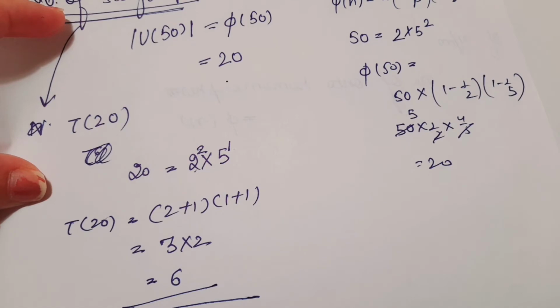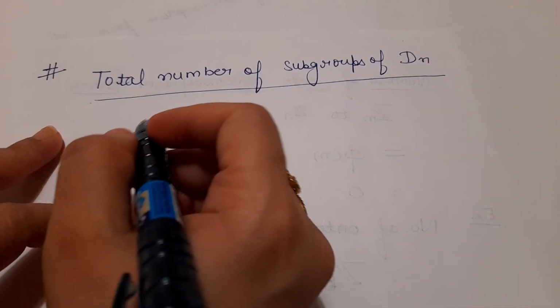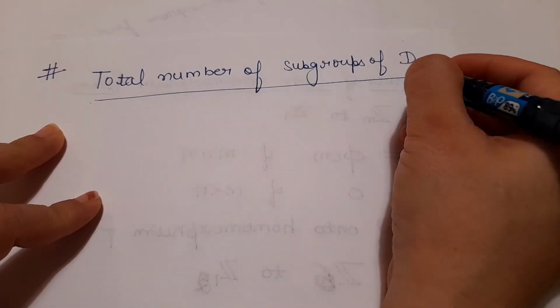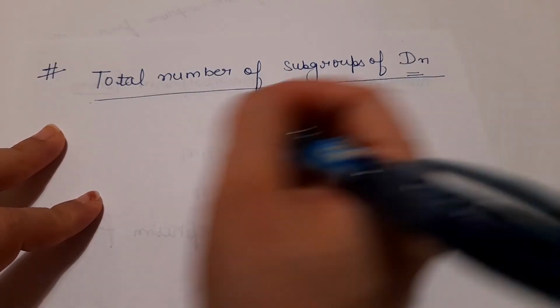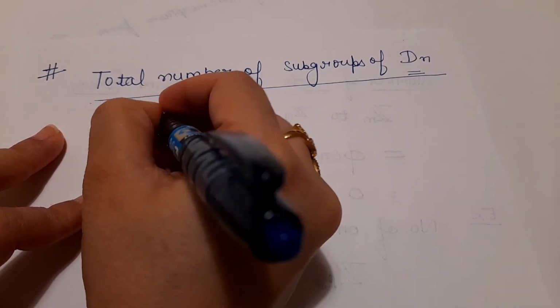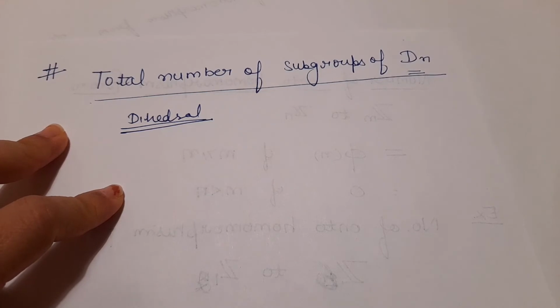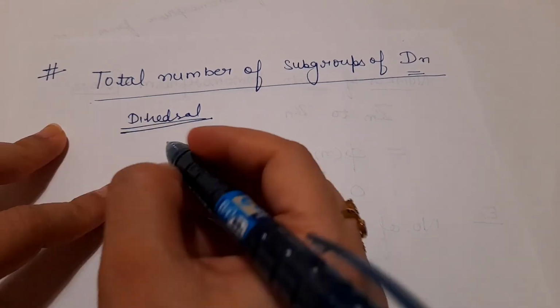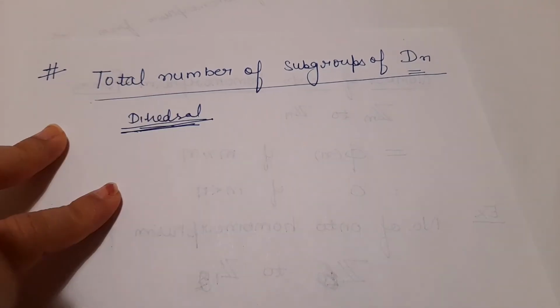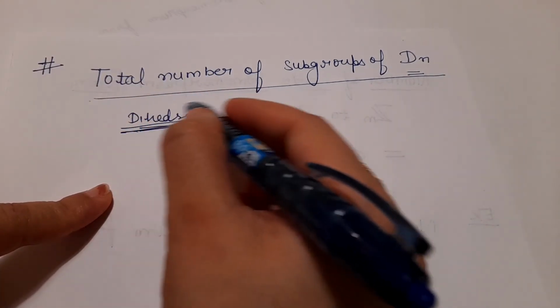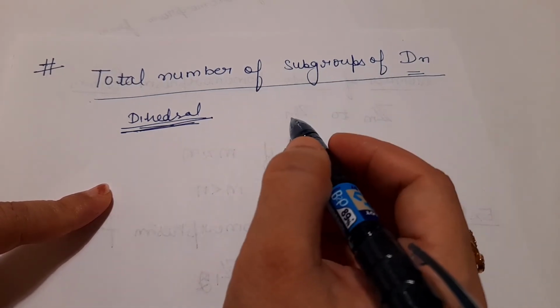Now we come to the second short trick. This is the short trick for finding the total number of subgroups of Dn. What is the Dn group? The dihedral group. I have a video on this group, where we have rotations and reflections. If you want to see it in detail, you can see that video. That is very important. But in today's video, we are going to do the short trick for finding the total number of subgroups of Dn.